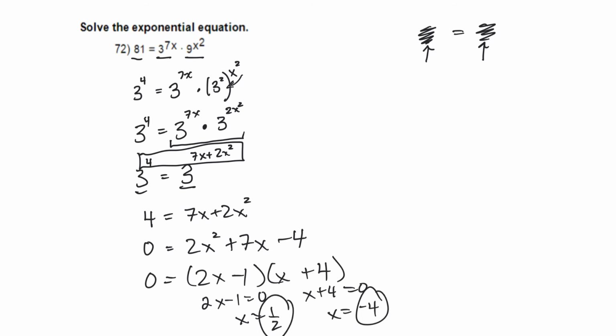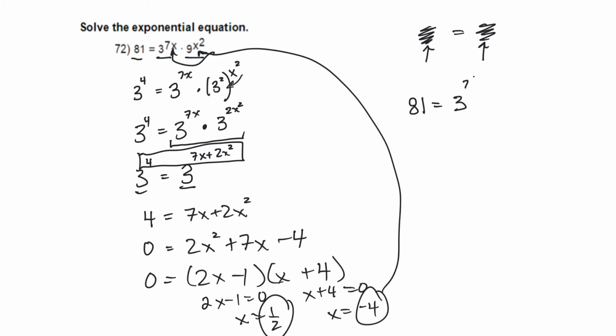So if I plug in either one of those numbers up here for x, they should equal each other. Let's try one. Let's maybe try the negative 4 and see if it works. So 81 is equal to 3 to the 7 times negative 4, times 9 to the negative 4 squared. Well, I wonder if this is going to work. So 7 times negative 4 is negative 28, times 9 to the negative 4 squared, which would be a positive 16.